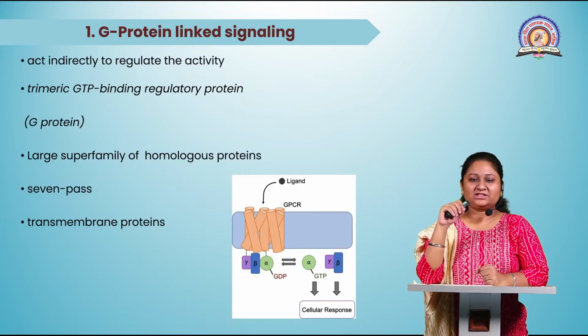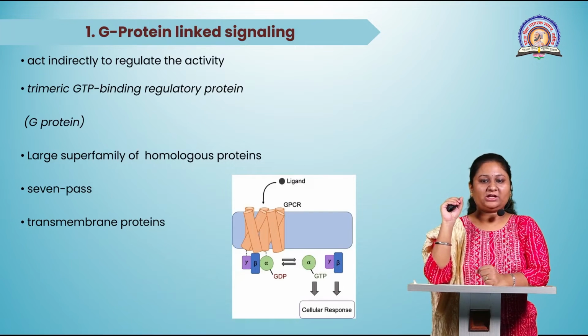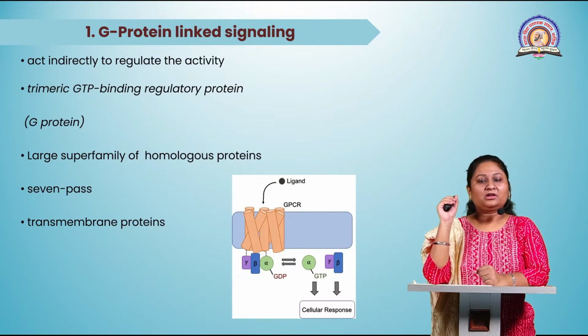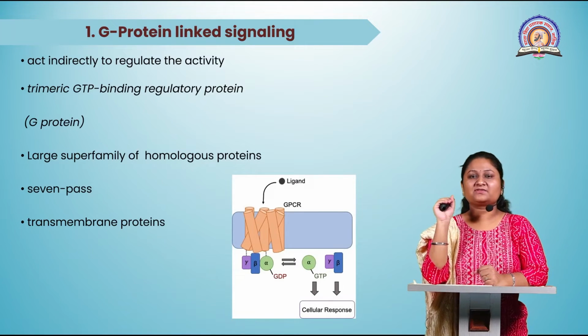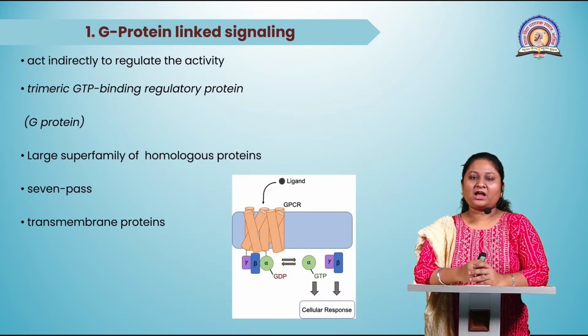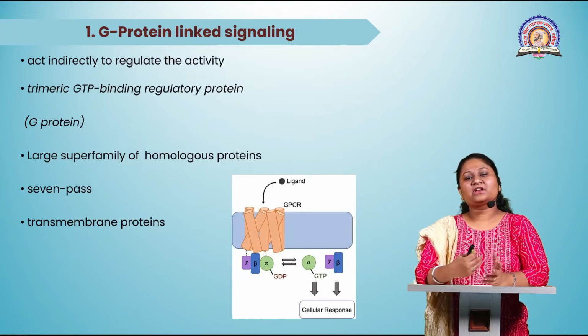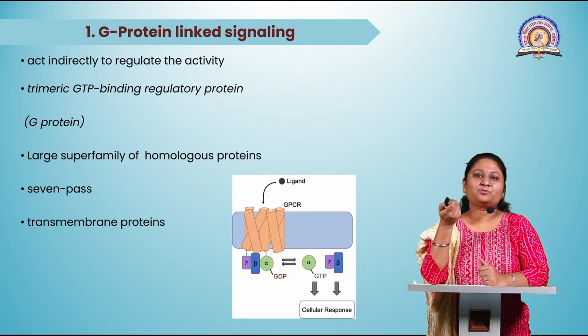This G protein is basically linked to GDP or GTP. GDP is guanosine diphosphate. When G proteins are in inactive form, that is when they are not working, they are present in GDP form, and when they become activated by some kind of signaling molecule, they convert to GTP and then bring about cell response. So let us see how this response works.